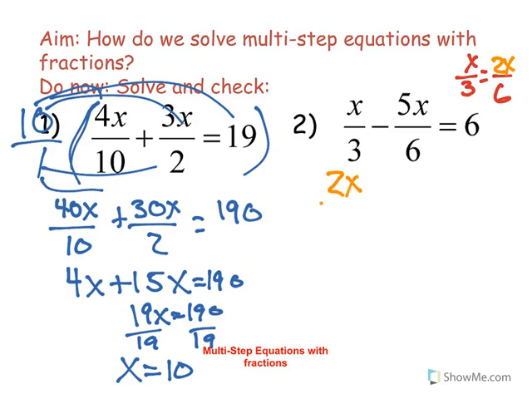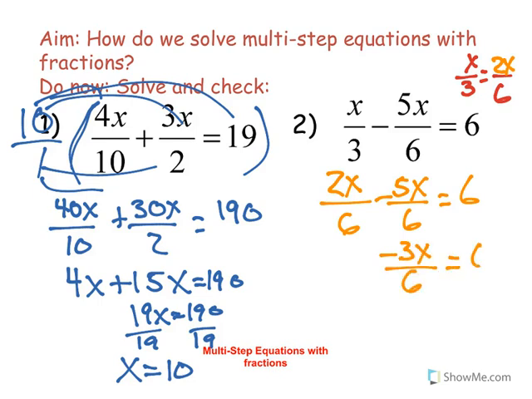So I convert this into 2x sixths minus 5x sixths. Now when I do that, 2x minus 5x is negative 3x, so negative 3x sixths is equal to 6. Now negative 3x sixths, if I simplify that, is really just negative x halves. Now I'm not going to do it that way. I'll multiply by the reciprocal, which is negative 6 thirds, which also is negative 2. So a lot of different things we could do to simplify this.